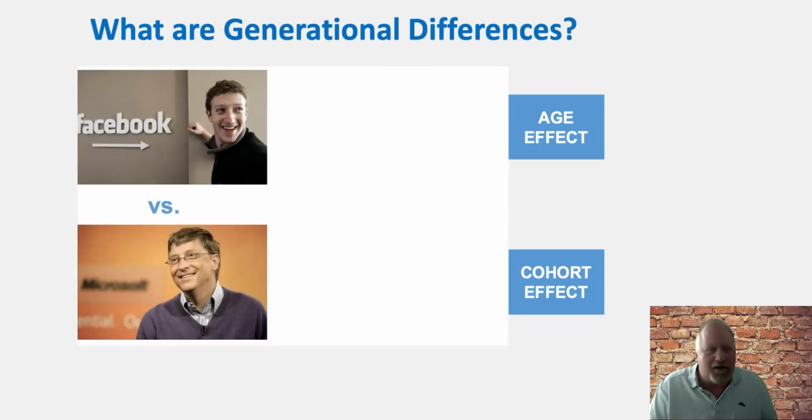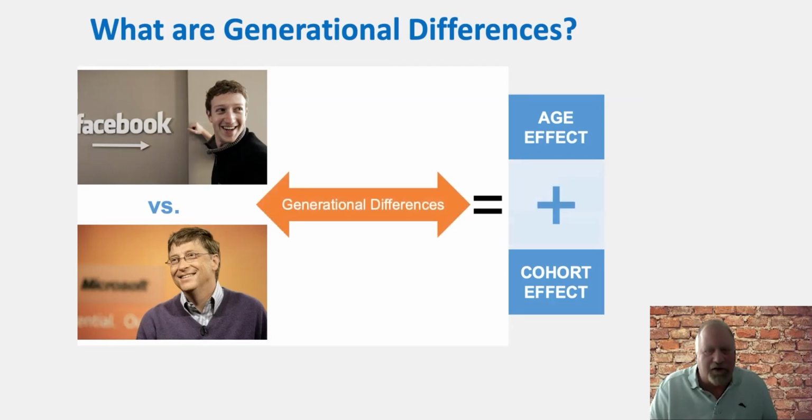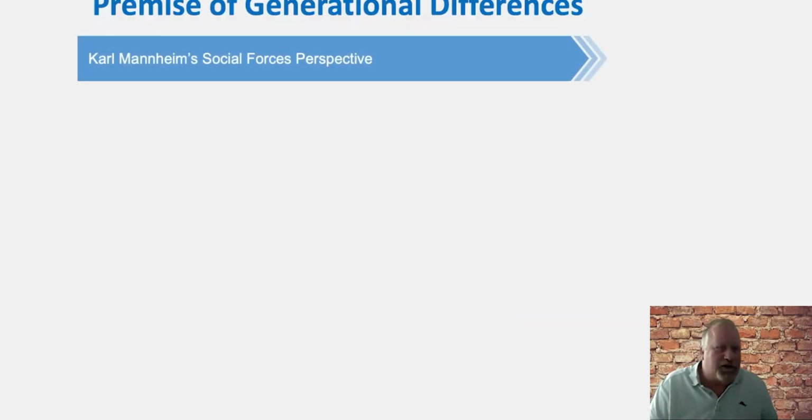So let's talk about each of these, the age and cohort effect. The combination of the age plus the cohort is what makes this generational difference. So there are going to be elements of it that are age and elements that are cohort, but the combination of the two is actually what makes the generational difference. There's an individual called Karl Mannheim, who has the Karl Mannheim social forces perspective, which is one of the most popular perspectives in understanding generational differences.